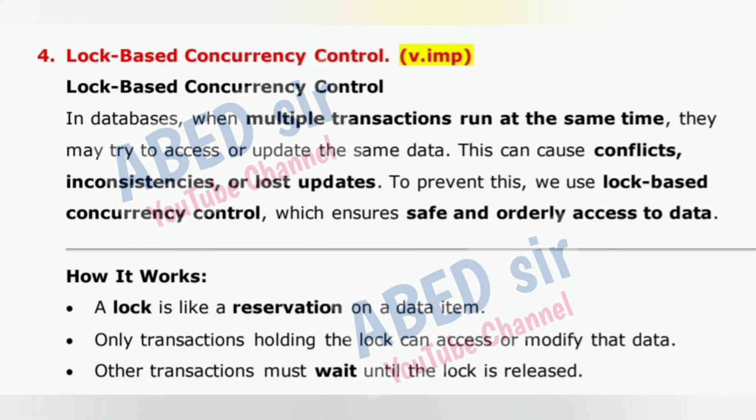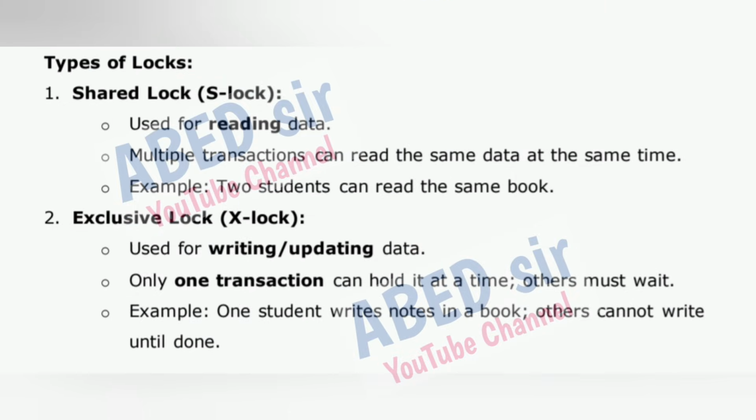How it works. A lock is like a reservation on a data item. Only transactions holding the lock can access or modify that data. Other transactions must wait until the lock is released. Types of locks. 1. Shared lock, S-lock. Used for reading data. Multiple transactions can read the same data at the same time. Example, 2 students can read the same book.